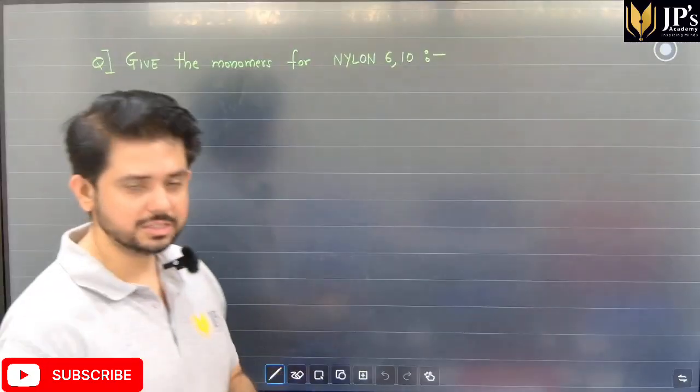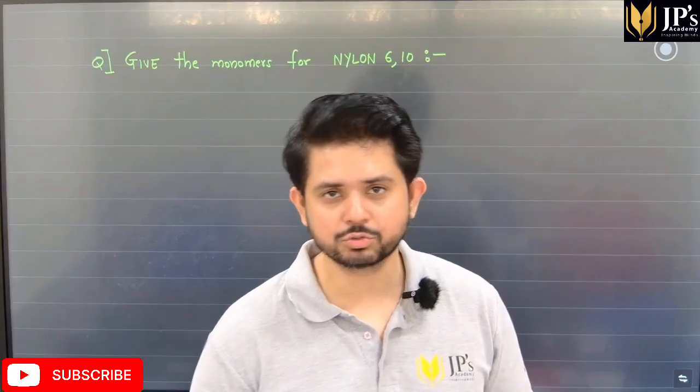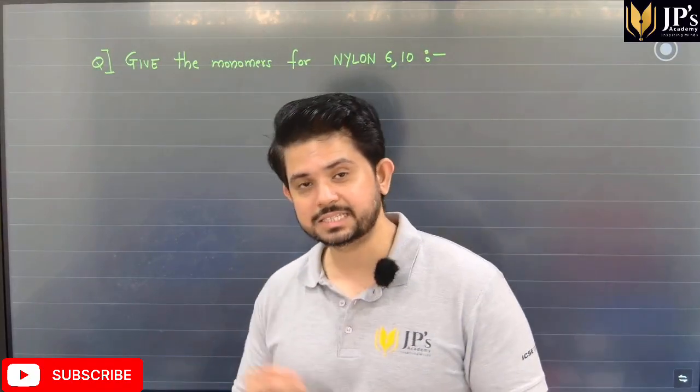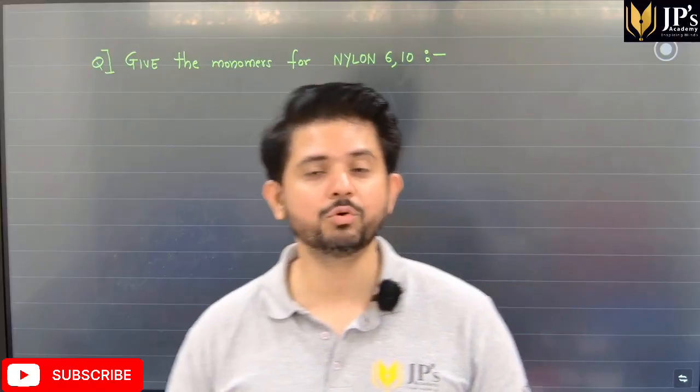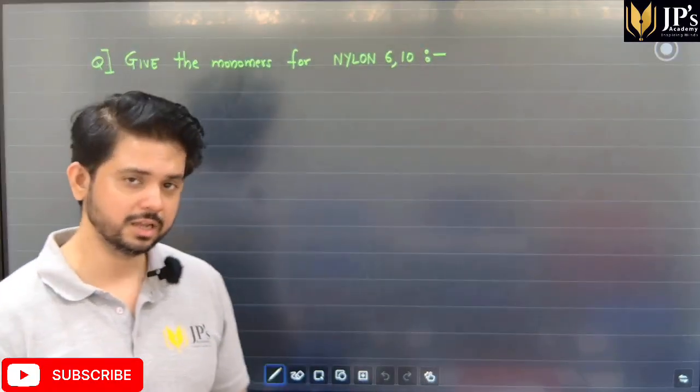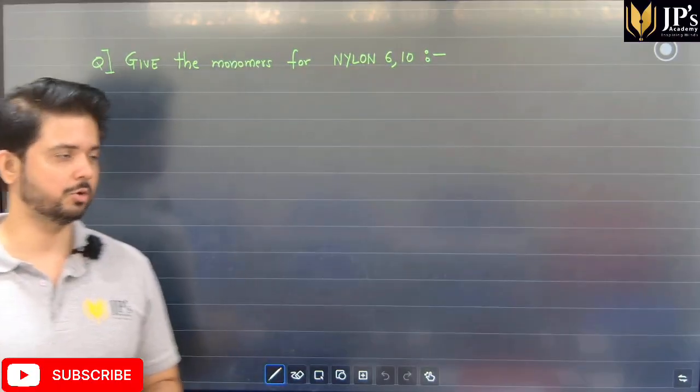Now, just like we've done nylon 6,6, I want students to just try this question. If I give you something like nylon 610, what will be the monomer units? Please write the answer in the comment section.